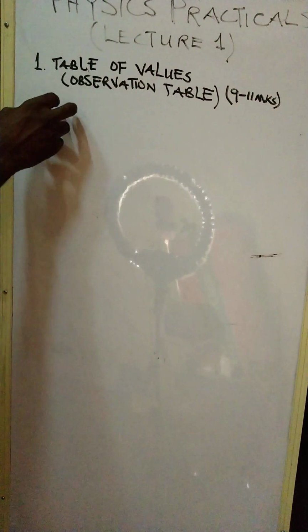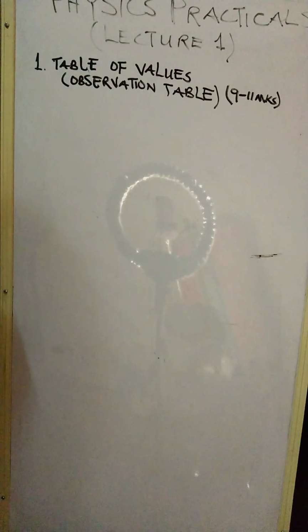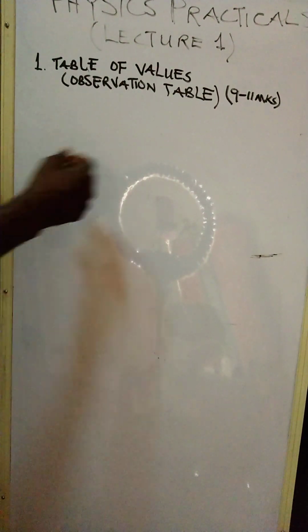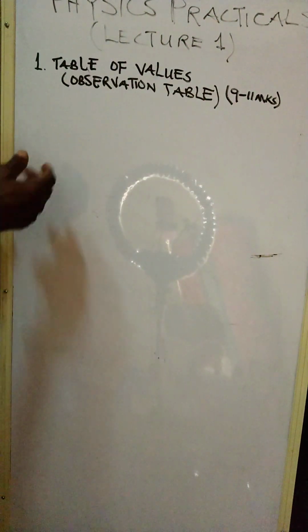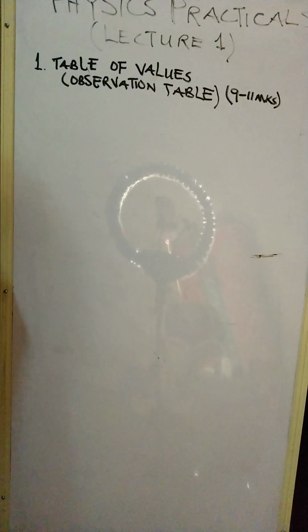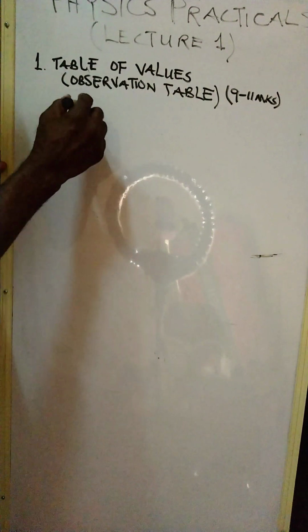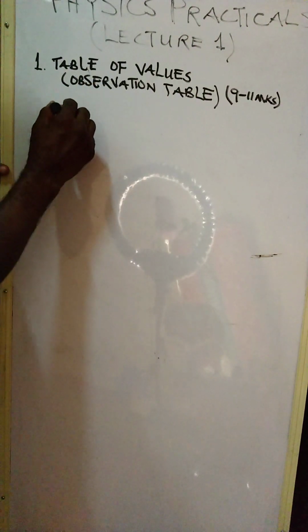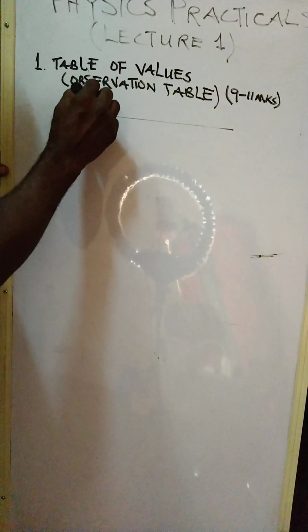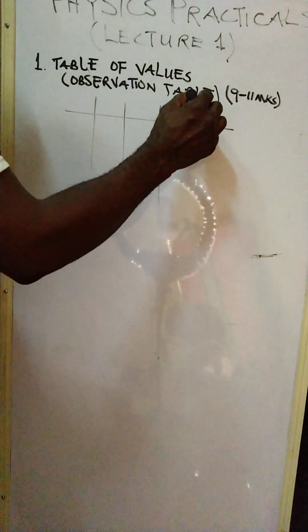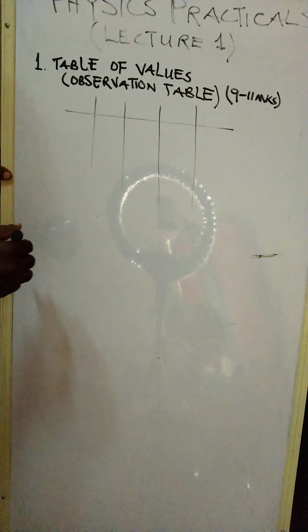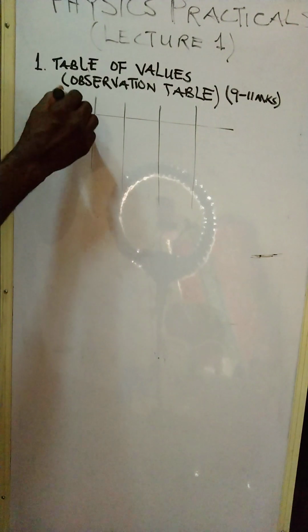Now, the first subheading, which is observation table, we would like to see what the examiner wants as far as table of values is concerned. Now, the table of values is made up of the rows and the columns where you record your readings depending on what they are asking you.